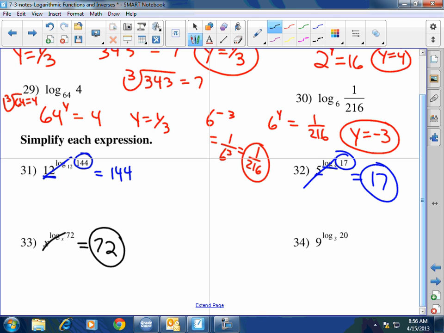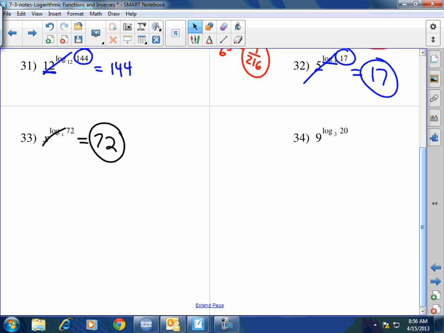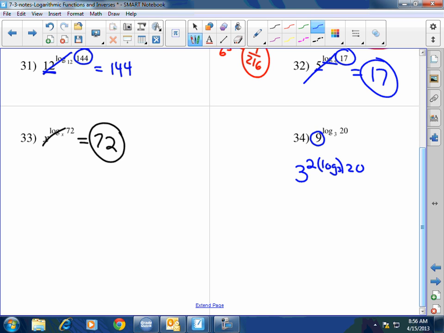9 raised to the log of base 3 of 20. Okay, it's not going to be 60, and that's a great question. Check out what happens here. Isn't 9 really 3 squared? So what's 3 squared? 3 squared, log of base 3 of 20. This base of 3 and this log of 3 cancel, correct? So what am I left with? 2 times 20, which is 40.